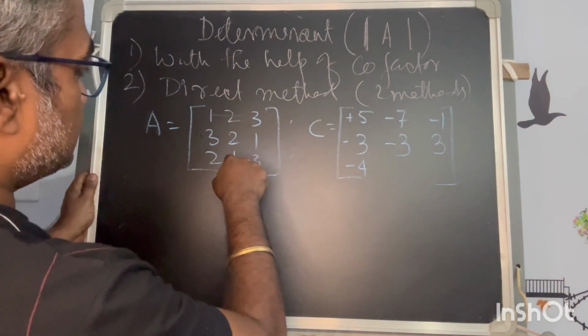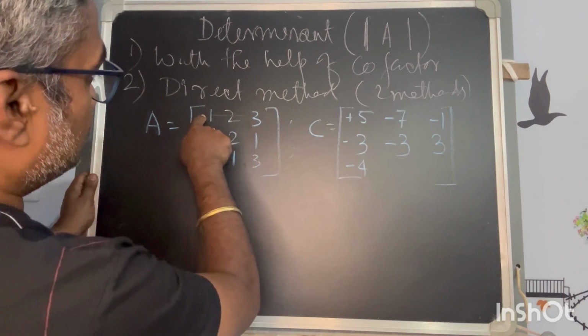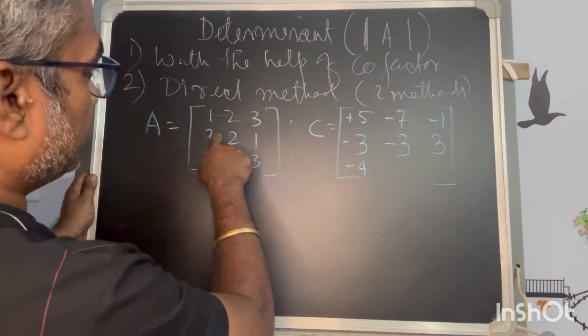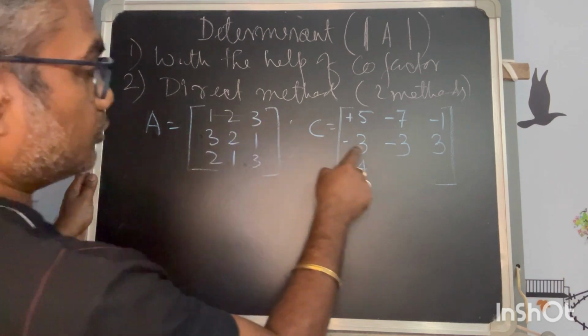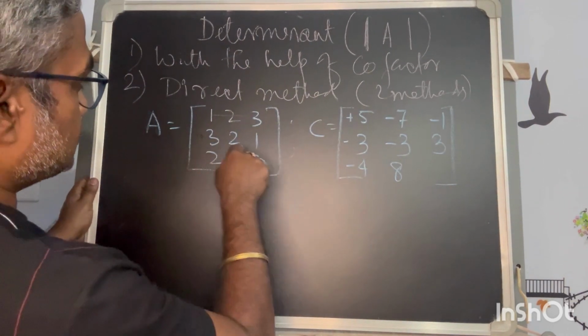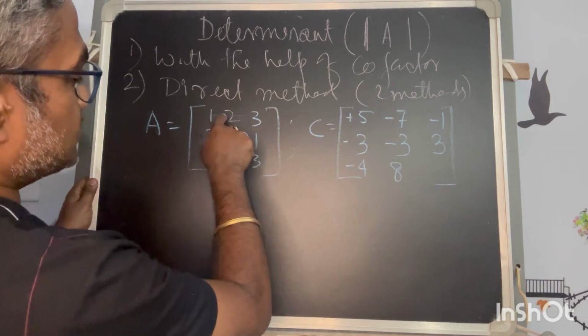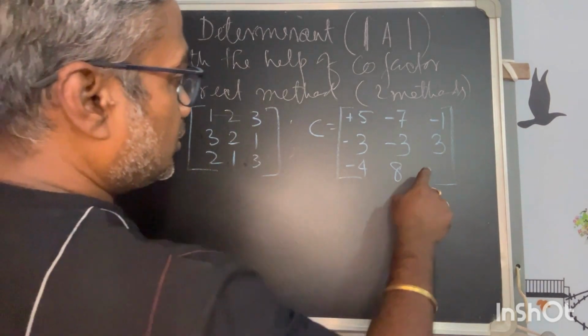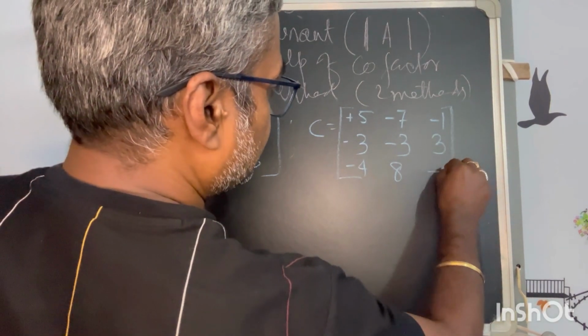The next one is this and this. So 1 into 11 minus 9, minus 8, position is minus, so plus 8. And the last one is this and this. So this will be 2 minus 6, so that means equal to minus 4, position is plus, minus 4.